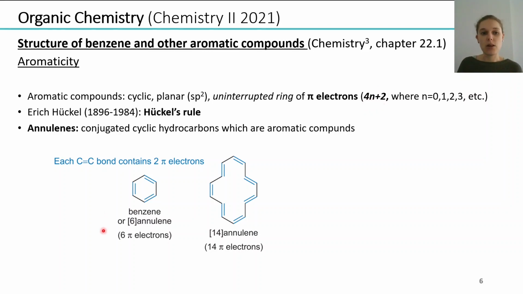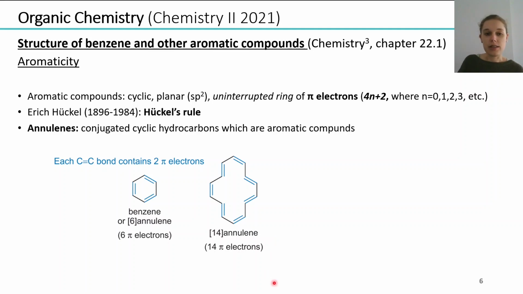and this is then an aromatic compound. If we go to the next example here, we can see that 14-annulene is also an aromatic compound because we have only sp2 hybridized carbon atoms here, and we can see that this molecule is planar and cyclic, and we have an uninterrupted ring of pi electrons.